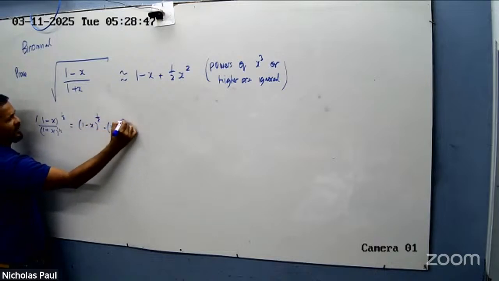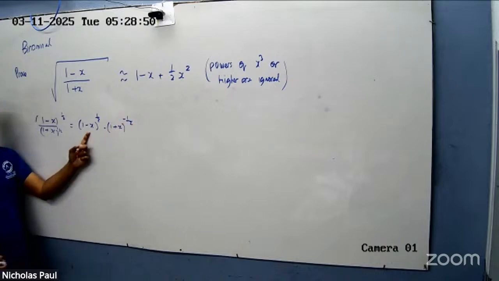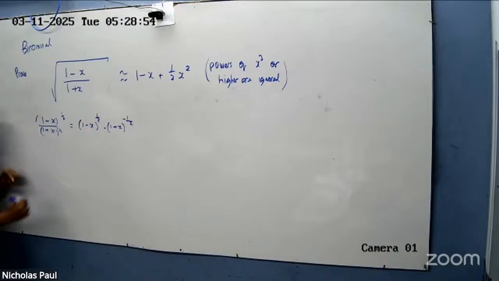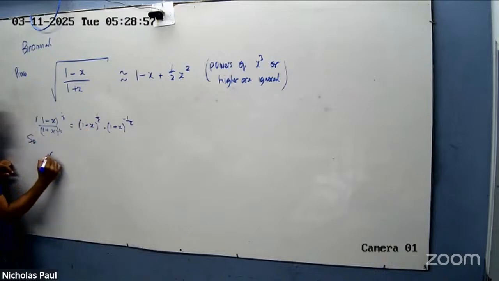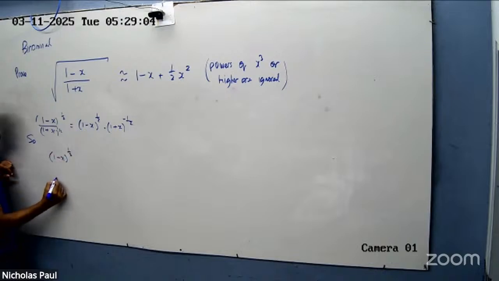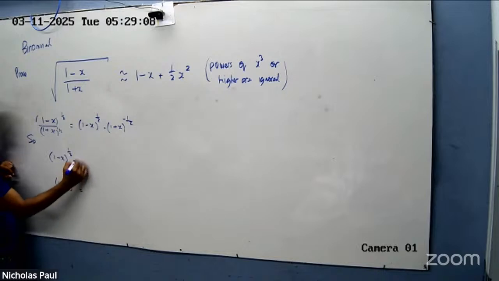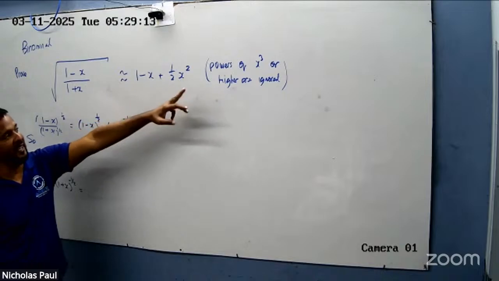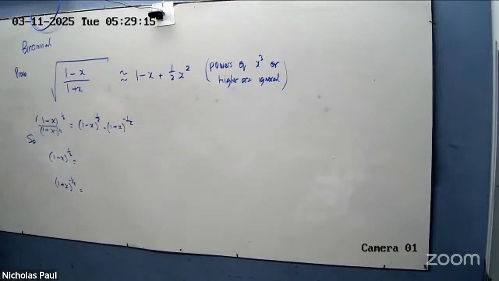Now we can expand this, right? And we can expand 1 minus x to the power of a half. We can expand that, right? And we could expand 1 plus x to the minus a half. And then multiply them. We do not want terms higher than x cube, right? So expand this out, expand this out. Let's see what you get.